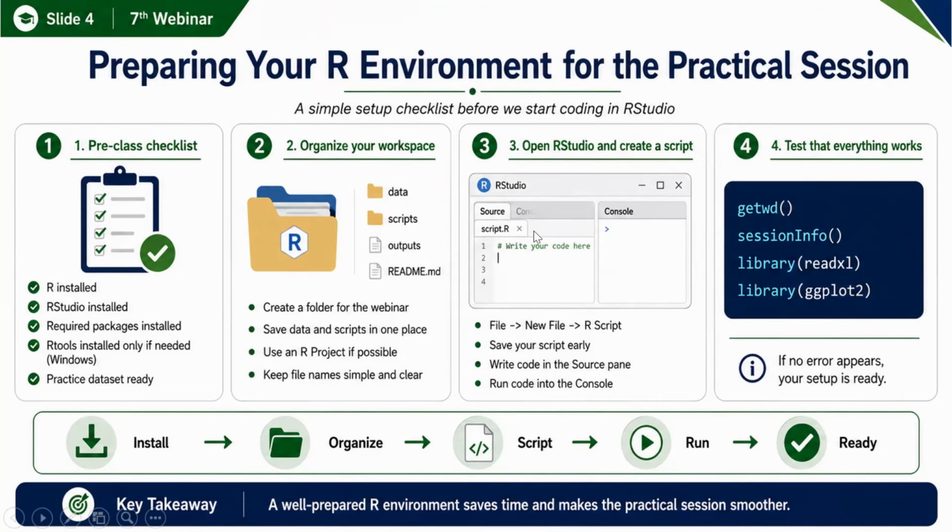Three, you have to open your RStudio and create a script by following these steps: File, New File, R Script. Save your script early so as to avoid the loss of any information. Write code in the source pane. All this I will show us in the practical. Then run code in the console. Four is to test that everything works.